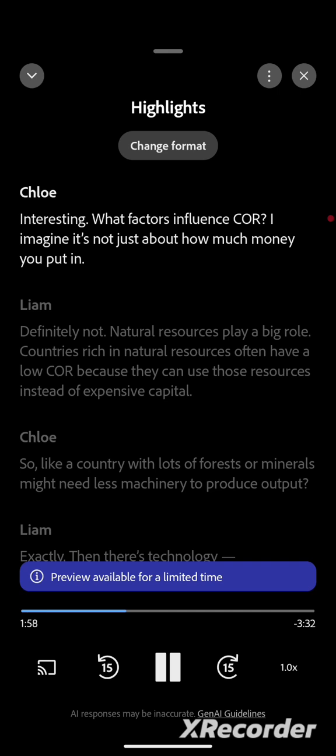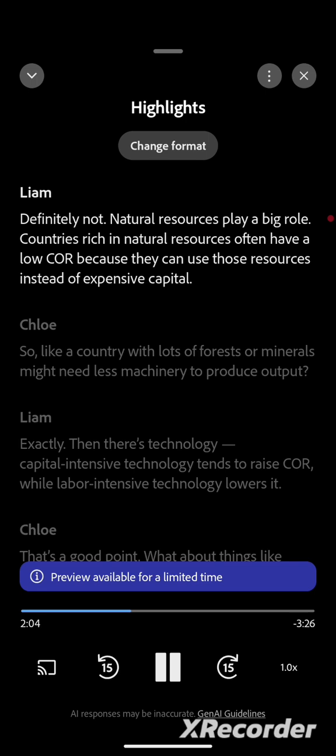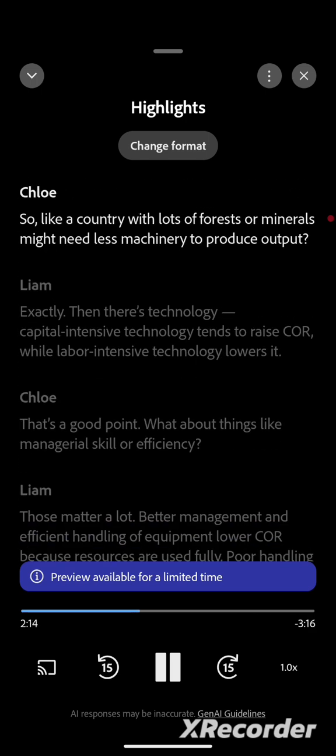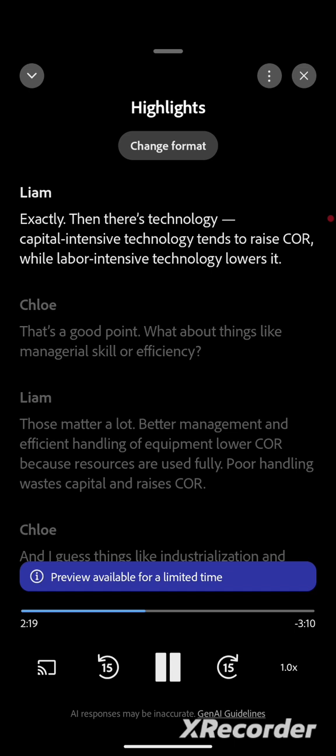Interesting. What factors influence COR? I imagine it's not just about how much money you put in. Definitely not. Natural resources play a big role. Countries rich in natural resources often have a low COR because they can use those resources instead of expensive capital. So, like a country with lots of forests or minerals might need less machinery to produce output? Exactly. Then there's technology. Capital-intensive technology tends to raise COR while labor-intensive technology lowers it.